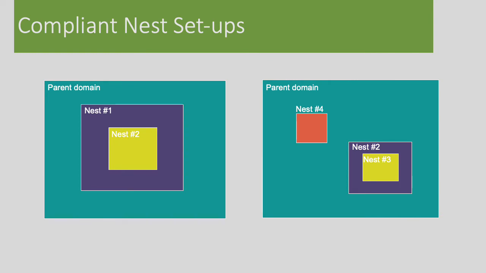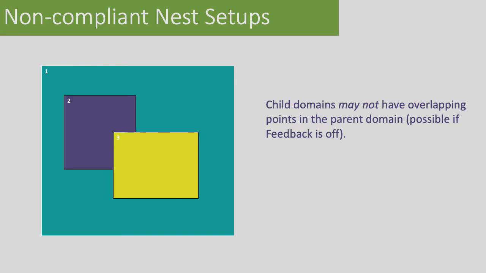So now I want to talk briefly about what types of nest setups are okay and what is not okay. Both of these above are allowed. You can have nests with one inside the other, as is shown on the left, but you can also have other nests not included in that telescopic pattern, for instance, as is shown for nest number 4 on the right-hand side. What is not okay is to have overlapping child domains.